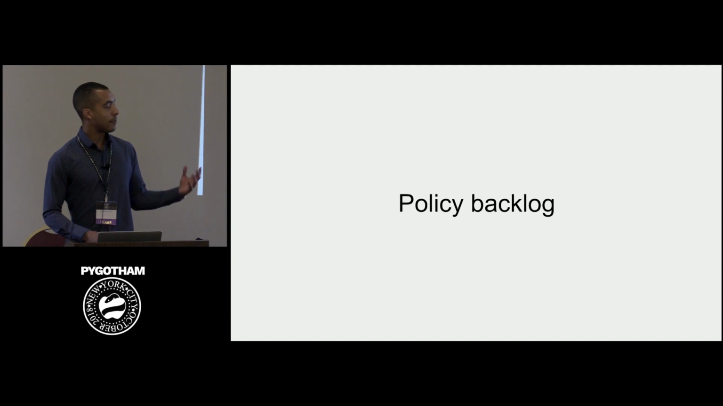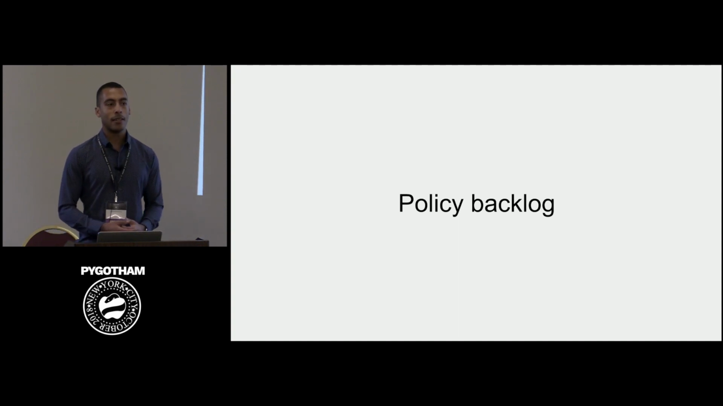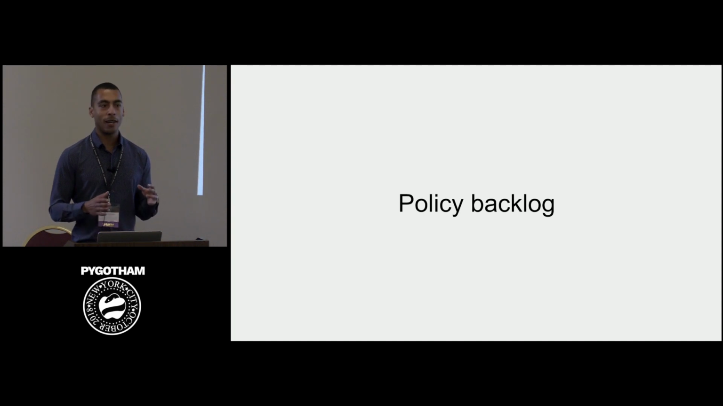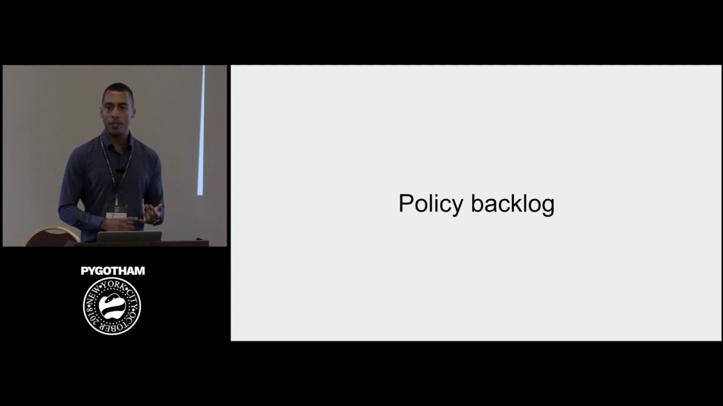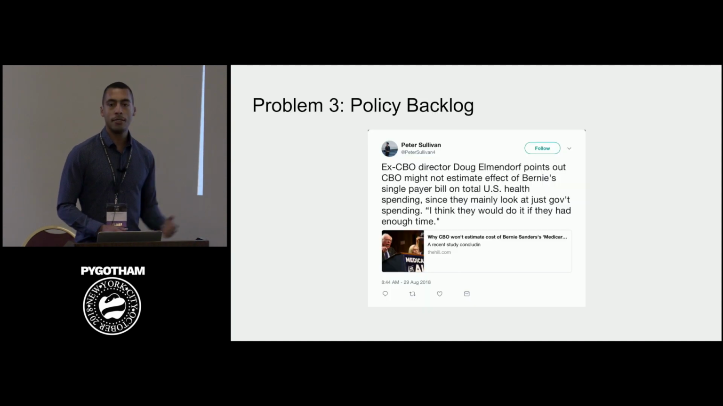So then we have what I like to call the policy backlog. Updating these models, modifying them to be specific to your policy, takes a lot of time and a lot of brain power. So a lot of groups like the CBO or the JCT, Joint Committee on Taxation, or any of the many think tanks who do this kind of work, they're only going to model policy that's actually going to become law. So take single-payer healthcare.